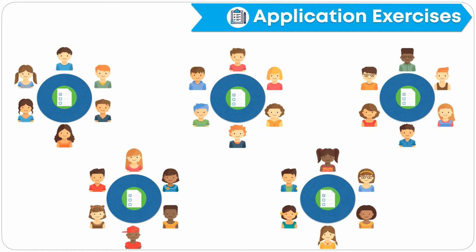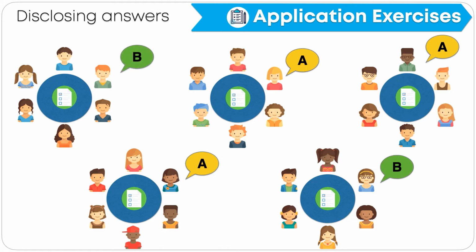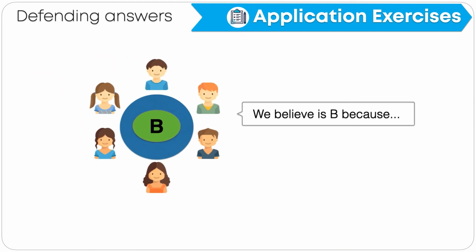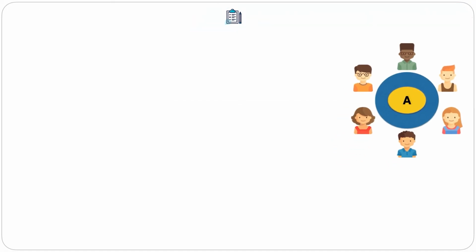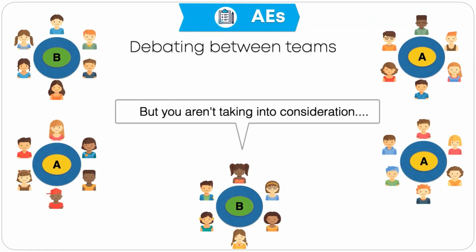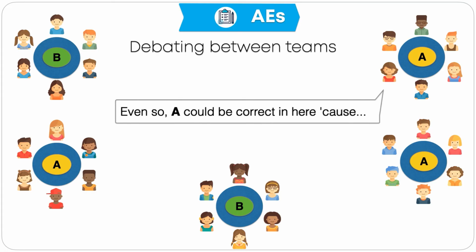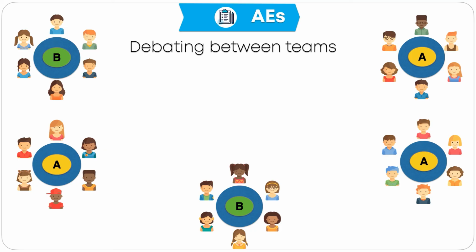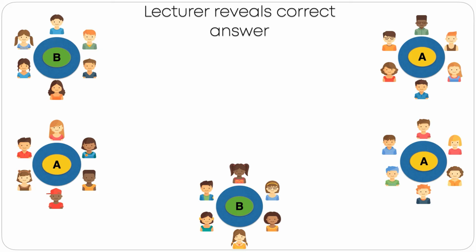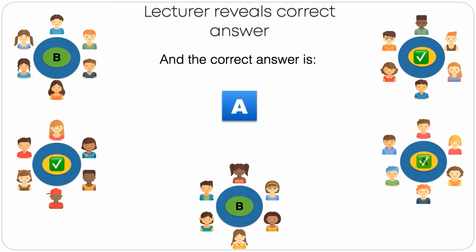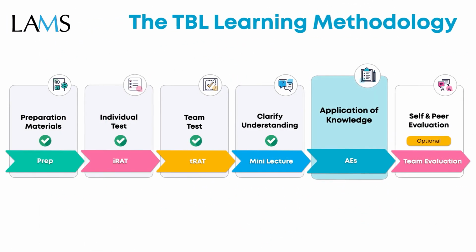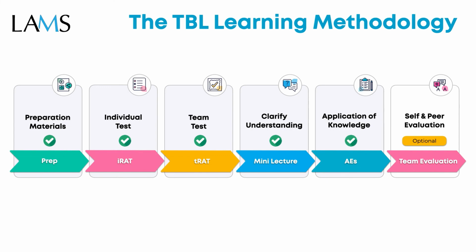Once the team finishes an application exercise, each team may be called to simultaneously report on their answers and may be asked to defend or explain their choice to the rest of the class. This initiates a fruitful debate between teams with the intention to provide various possible solutions to the application problem. In some cases, after teams' discussions, the lecturer might reveal what the correct solution is.